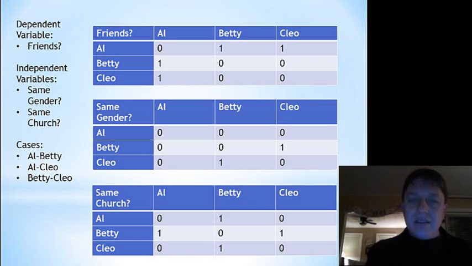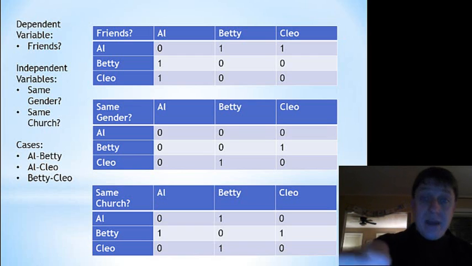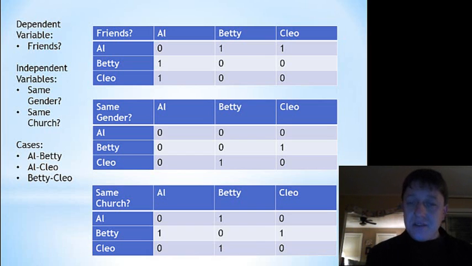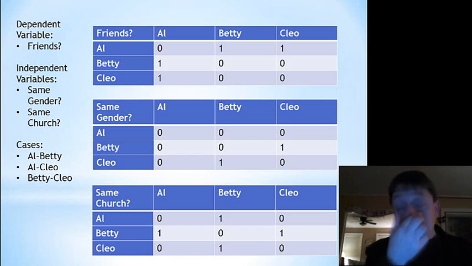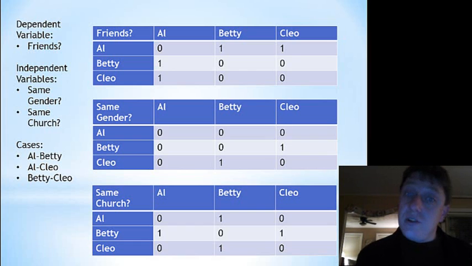And the key is to recognize that the Al-Betty case spans across the matrices. Okay? And in fact, you could think of the corresponding cases as creating a row of data in a traditional data set.